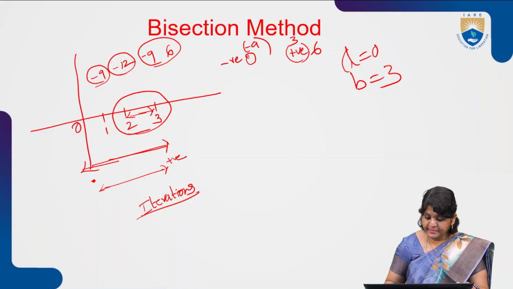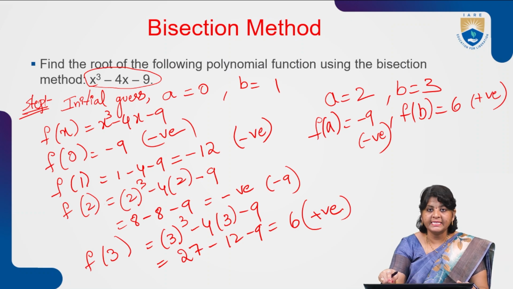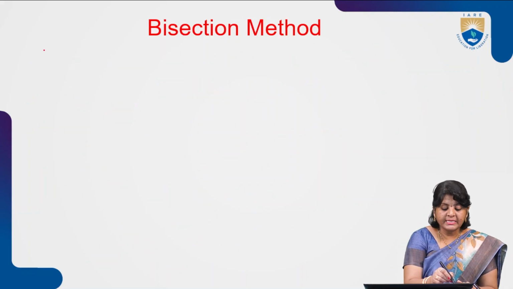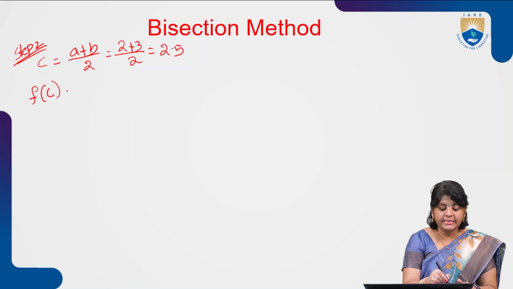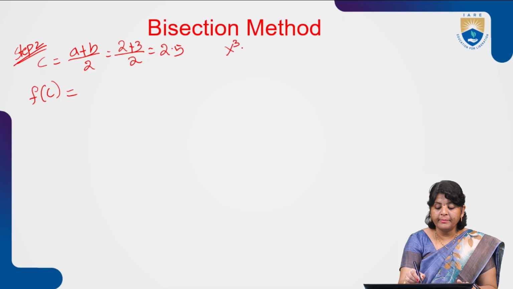So now the first step is finding the initial guesses A and B. That is done, and f of A and f of B are also done. Now the second step is finding C. Step 2: C is equal to A plus B by 2, interval halving. So A is 2 and B is 3, so C is 2.5. And I need to find f of C, where the function given is x cube minus 4x minus 9.